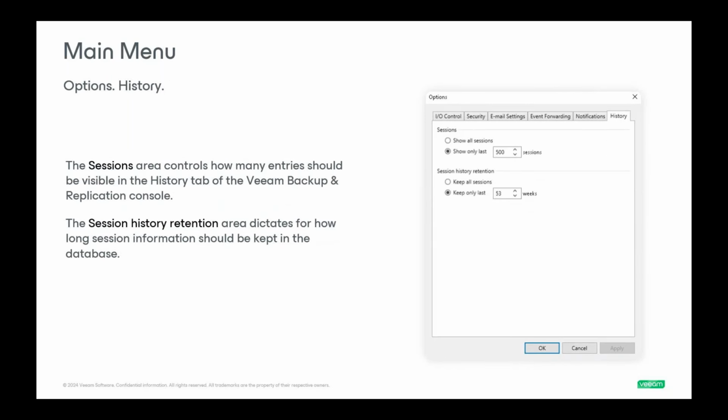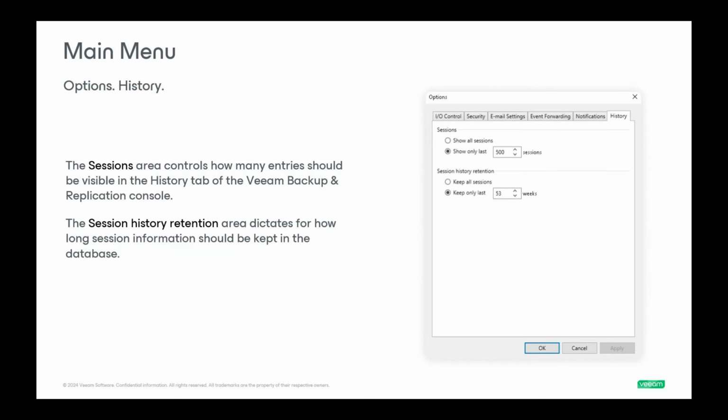Then we have a history tab here. This section basically just controls how many entries should be visible in your history tab. Keep this in mind, as this could increase your database size. So if you're using something like SQL Express, where it has that limitation, we don't want to get that filled up all the way. But you can definitely go ahead and edit these as much as needed.